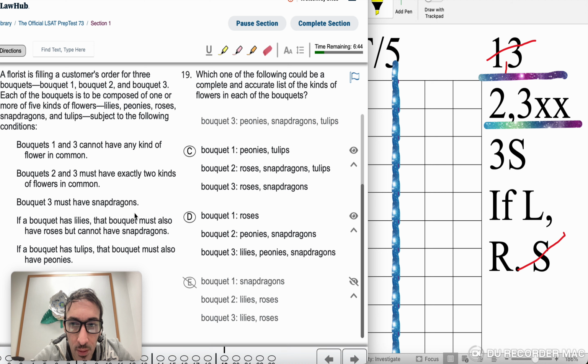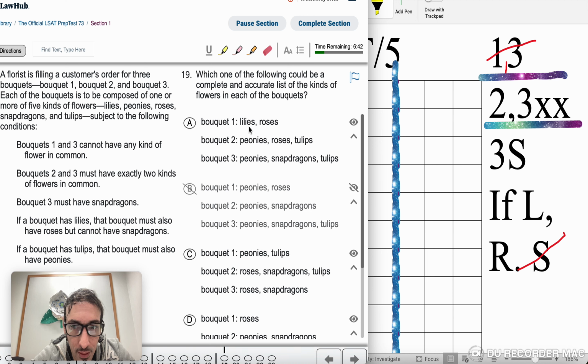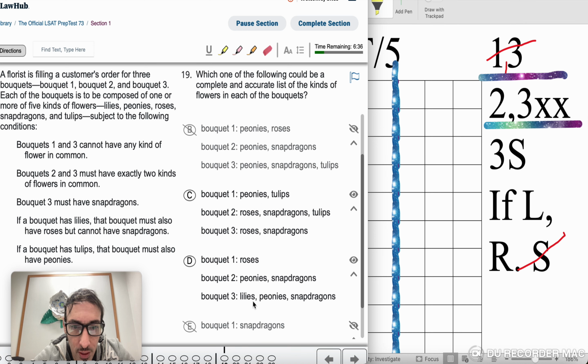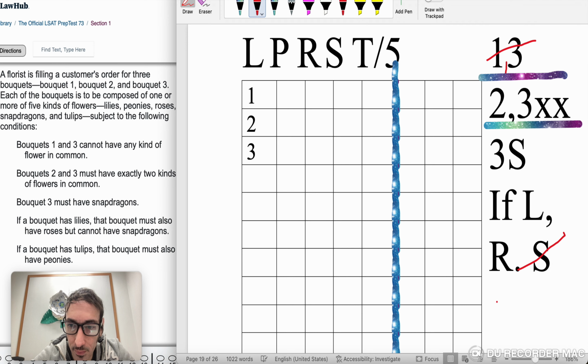So let's see if we can find a bouquet that has a lily. Choice A does match the information. Choice D, the lily's in bouquet 3, but there's no such thing as R. So go ahead and remove it. Now let's do the last condition as well. So if a bouquet has a T, that bouquet must also have a P.